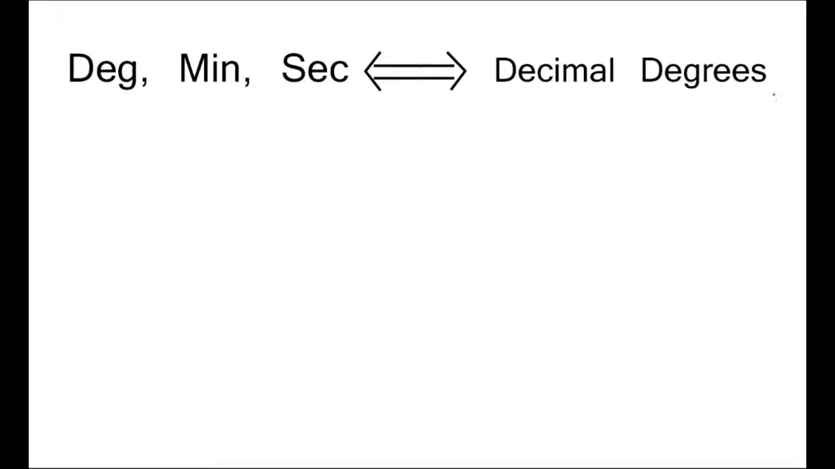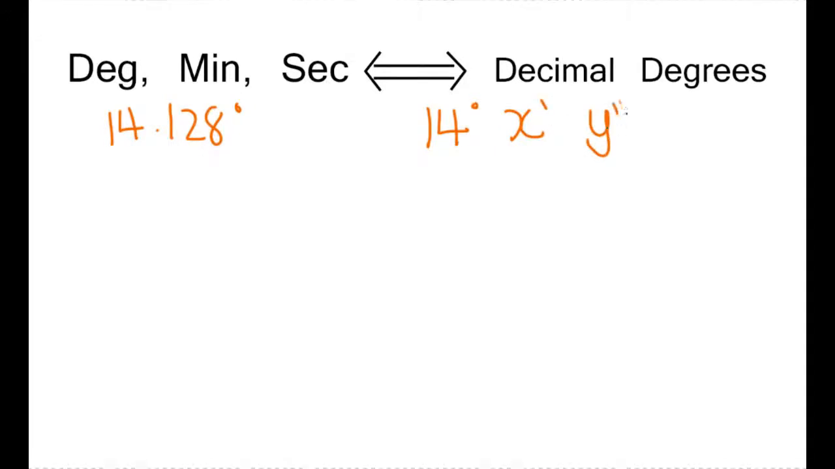Hello everybody, today I'll be teaching you how to change degrees, minutes, seconds into just regular decimal degrees. Decimal degrees would be something like 14.128 degrees, and degrees, minutes, seconds would be something like 14 degrees, something minutes, and something seconds. So I'm going to teach you how to change between these. Let's just say I want to change 14.128 into degrees, minutes, seconds.